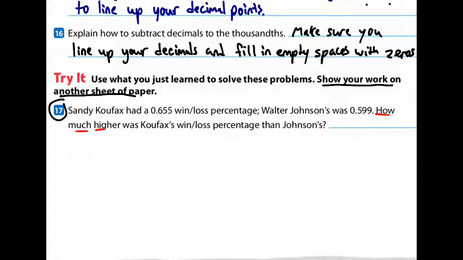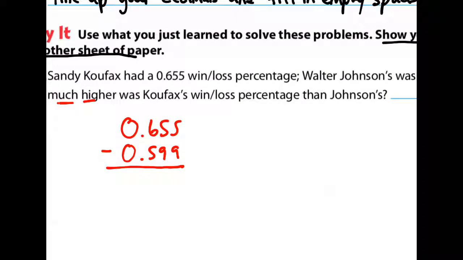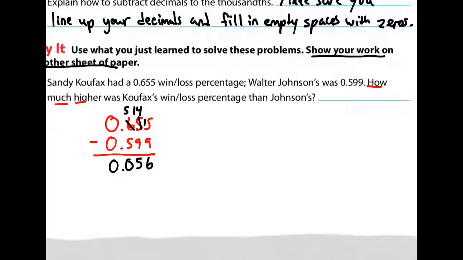So I'm going to put the higher number on top, which is 0.655, and I'm going to subtract the smaller number, minus 0.599. Now, because they both go out to the thousandths place, I do not need to add any zeros. So let me start. I do need to do some regrouping. 15 minus 9 is 6. Need to do some more regrouping. 14 minus 9 is 5. 5 minus 5 is 0. So the answer to this one was 0.056 higher.